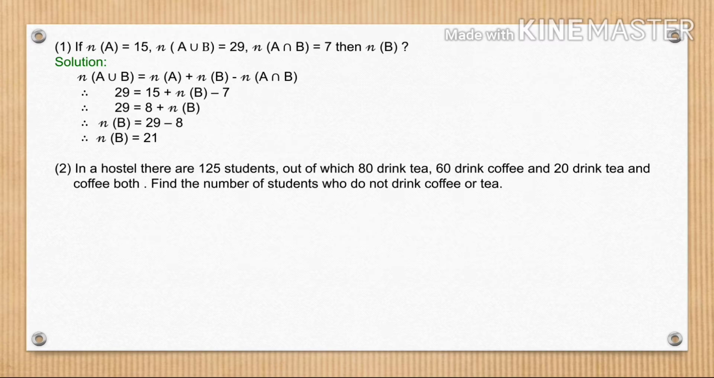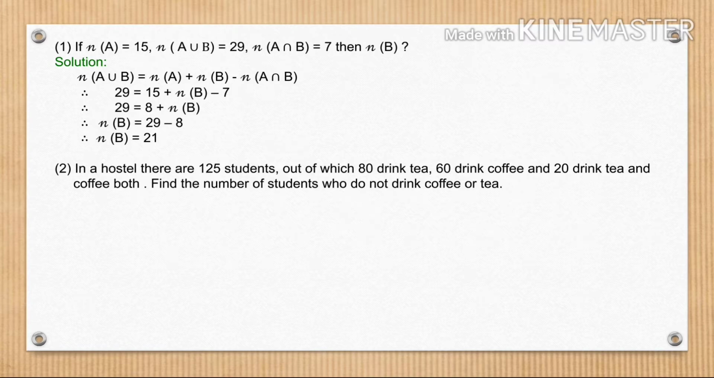Question number 2. In a school hostel, there are 125 students, out of which 80 drink tea, 60 drink coffee and 20 drink tea and coffee both. Find the number of students who do not drink coffee or tea.